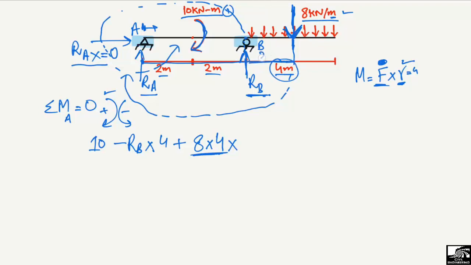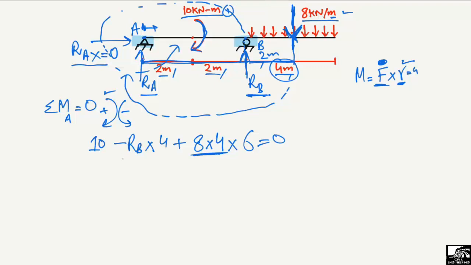Half of the 4 means 2 meter, and also this 2 meter and this 2 meter, because we have to find out the moment at point A. So the total distance from the midpoint of the distributed load will be 2 meter, 2 meter, and 2 meter, which means 6 meter. Summation of all the moments at point A is equal to 0.